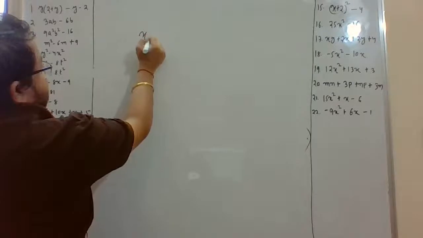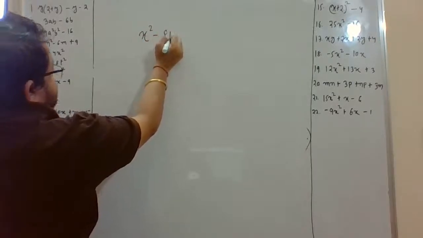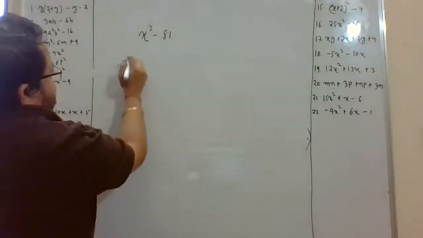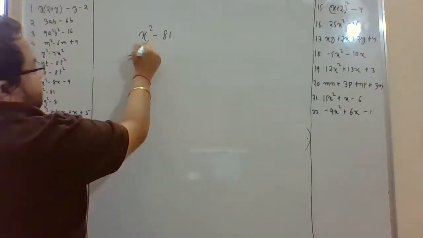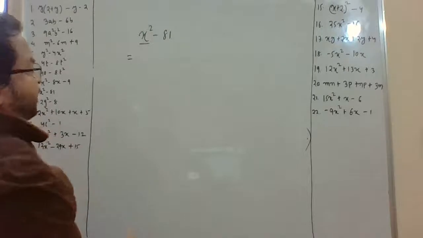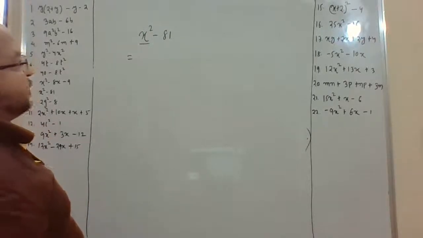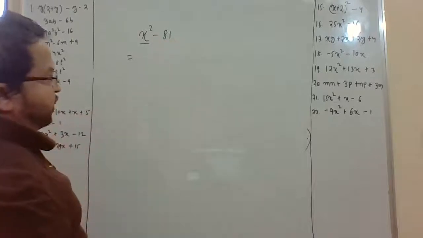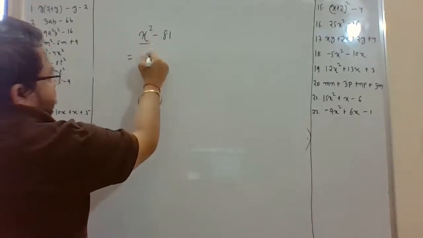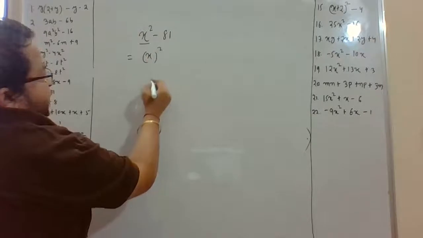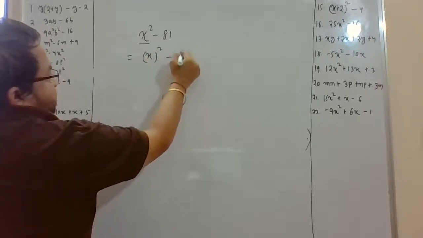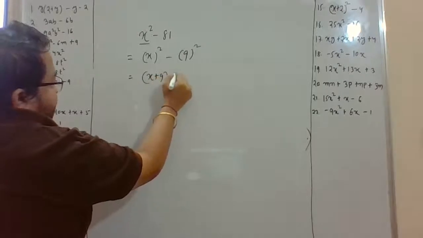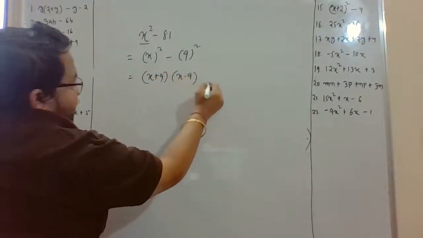So next one is x squared minus 81. So x squared minus 81, pretty simple. This term is a square, the term where you have a variable, that is a perfect square, right? And the other is a whole number. Very good. So I can directly write this as square of x minus square of 9. So that is nothing but x plus 9 into x minus 9.